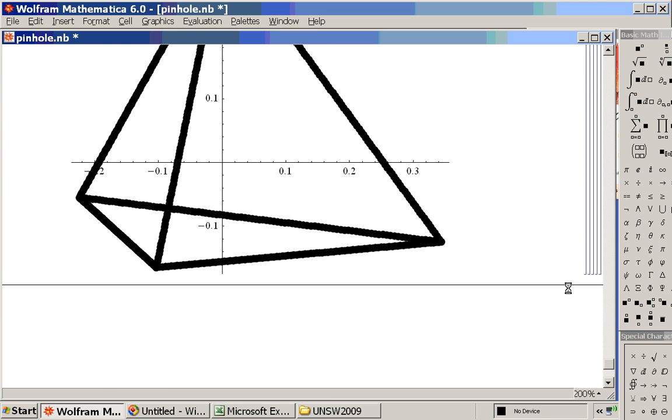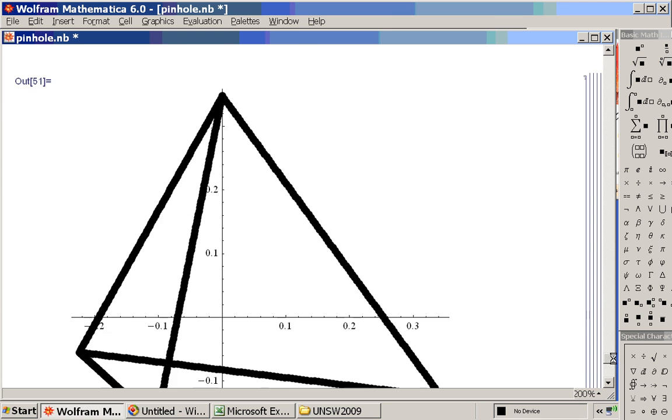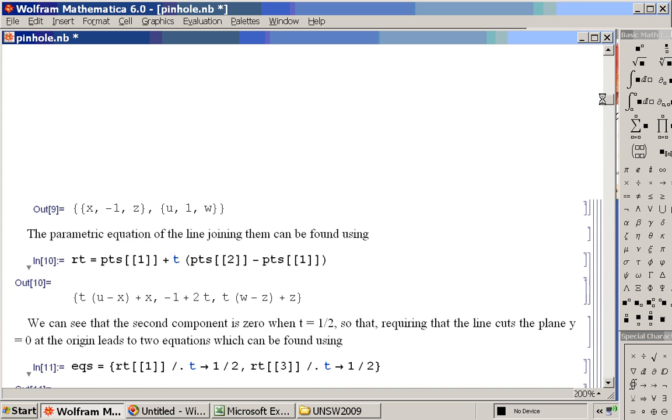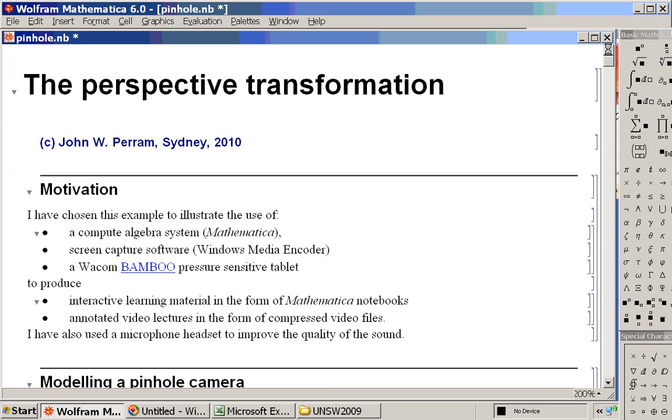So that's the end of the story, and I hope it illustrates that using these various software and hardware things you can investigate material. So let's shut the file down.